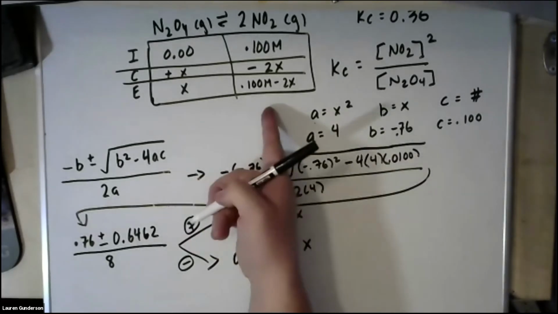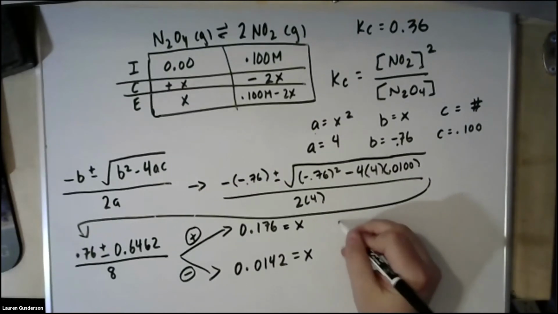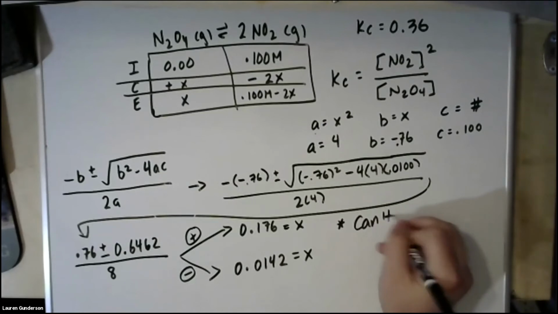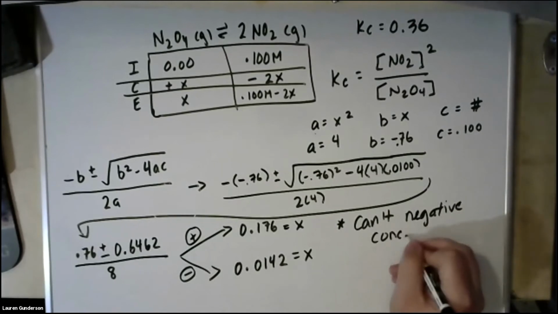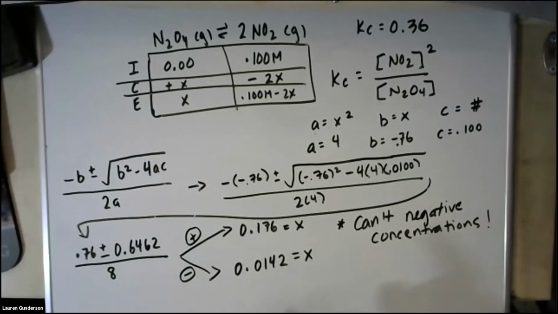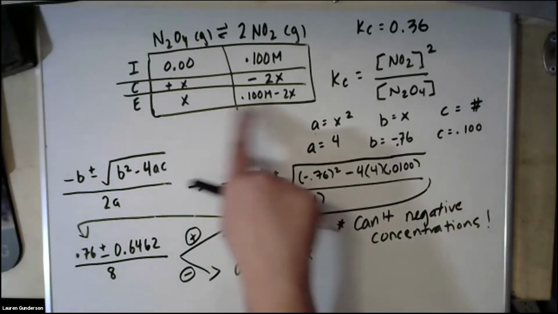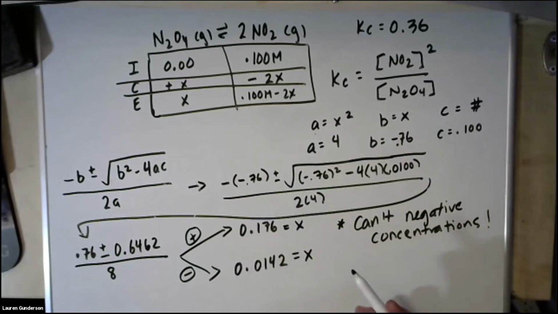All right, and now you might be asking yourself, well, how do I know which x value is the right x value? Okay, the key here to remember is that you can't have negative concentration values. So what that means for you is that if either of these x values that you calculated gives you a negative concentration when you plug it into your equilibrium row, then it can't be a good answer. It can't be the right answer, because you can't have negative concentrations.